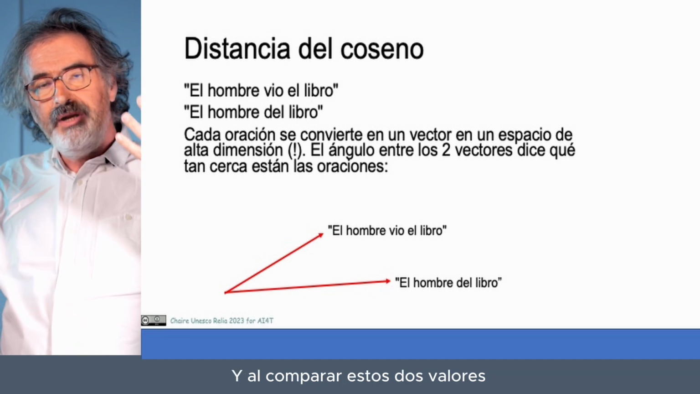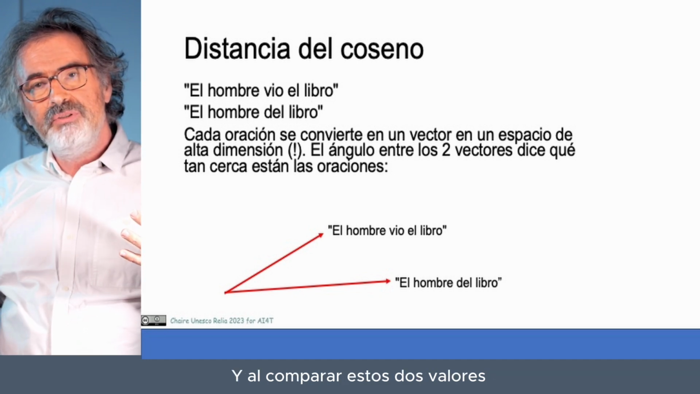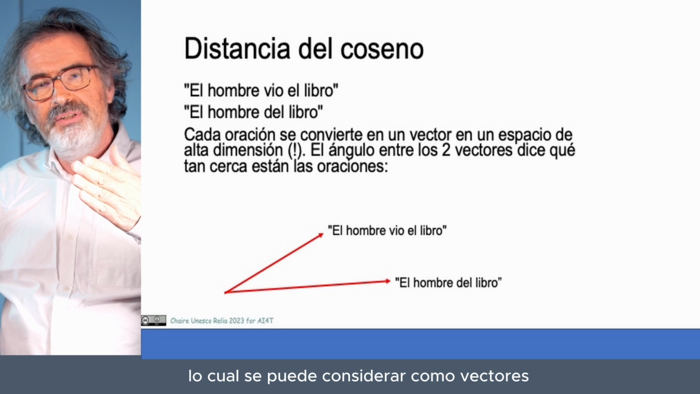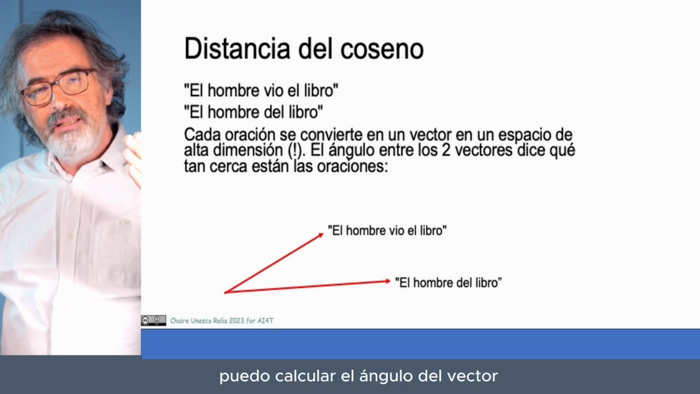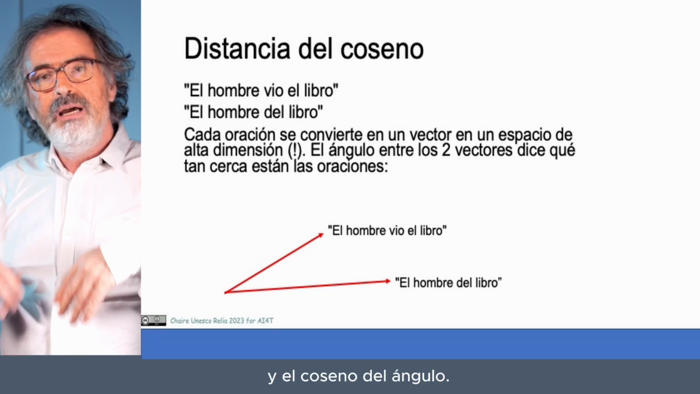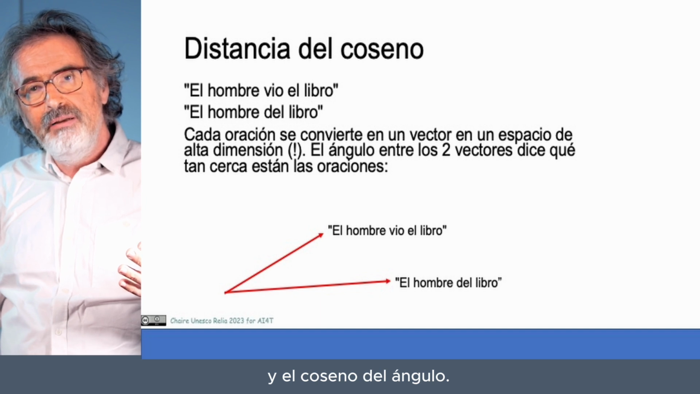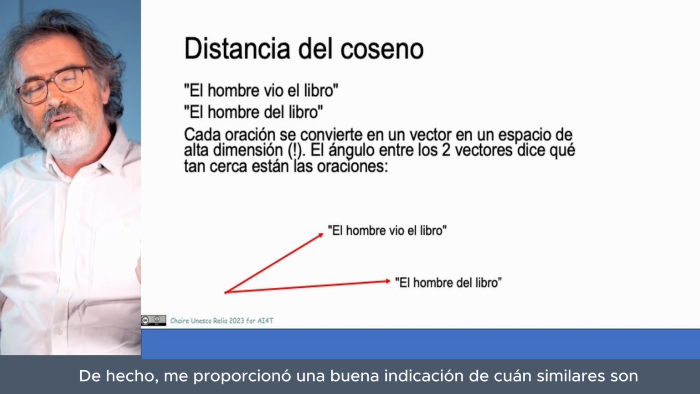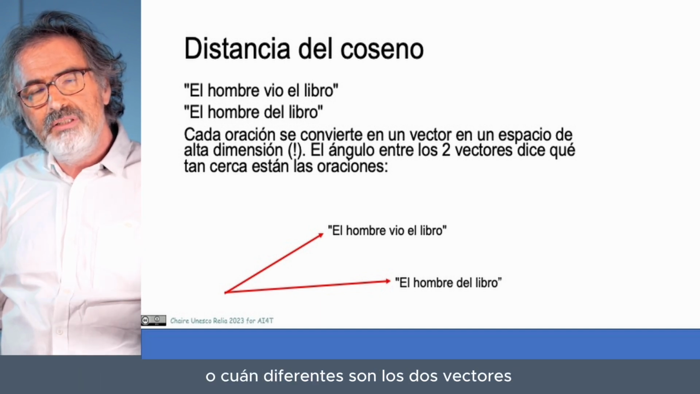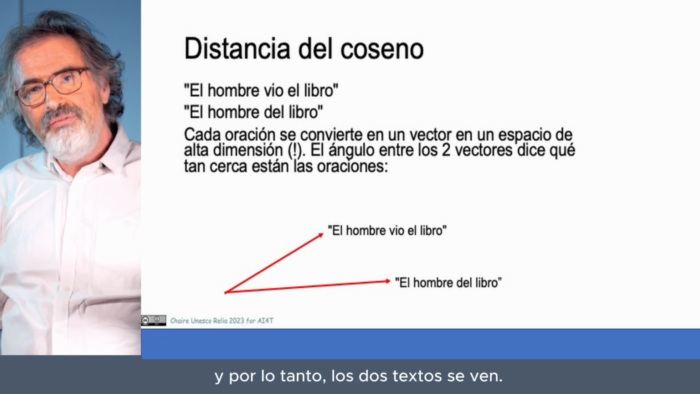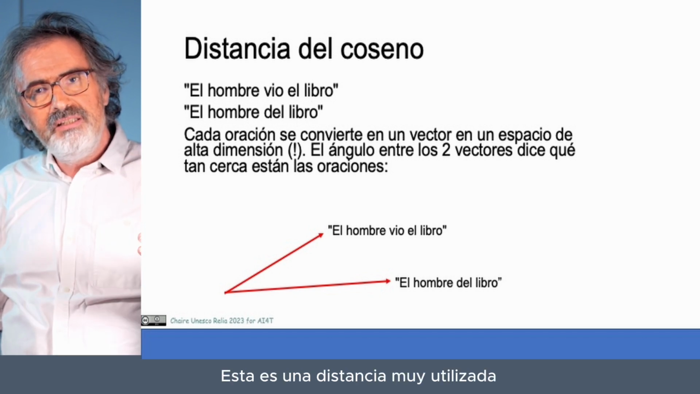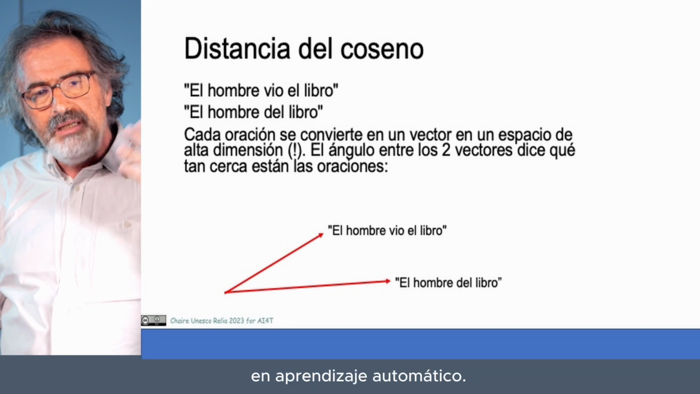And so onwards. And by comparing these two values, which can be seen as vectors, I can calculate the angle of the vector, and the cosine of the angle will actually give me a good indication of how similar or how different the two vectors are, and therefore the two texts are. This is a distance that is very much used in machine learning.